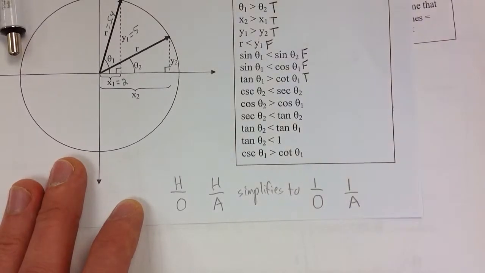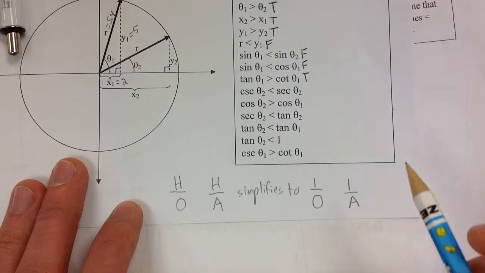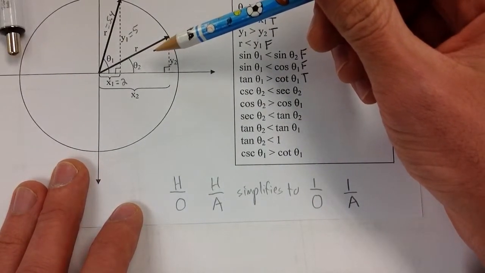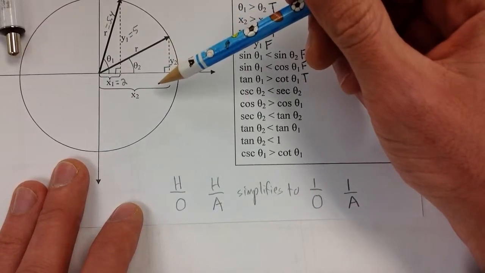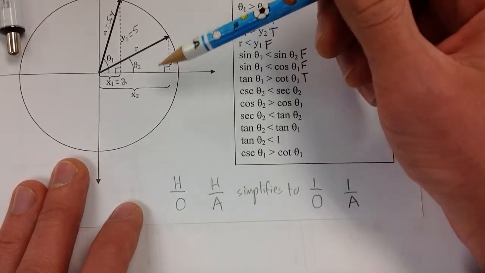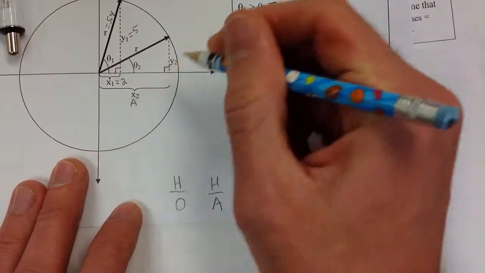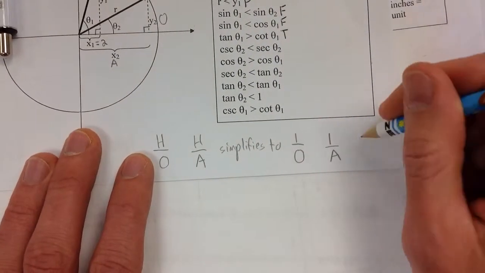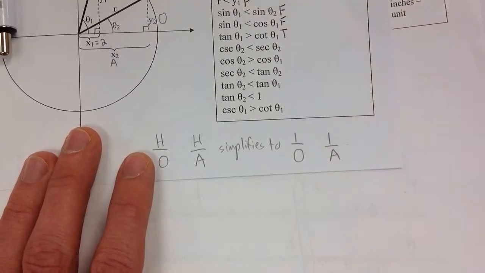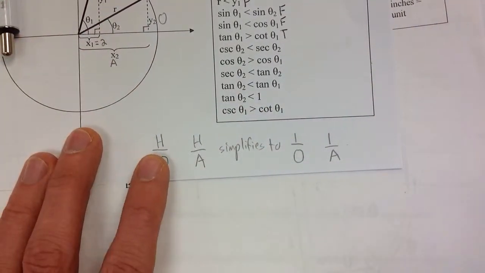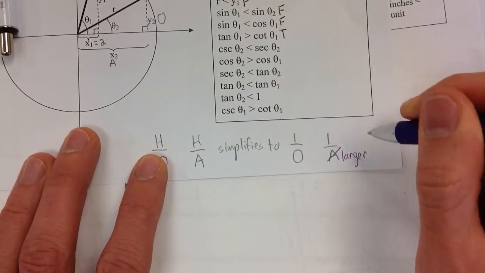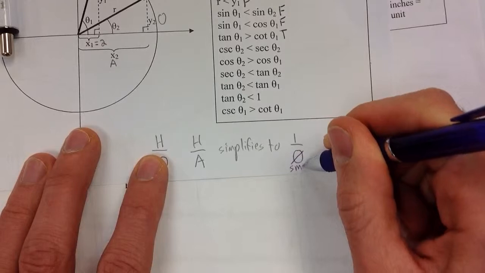That will make the thought process easier, I think. So Nick, in the theta 2 triangle, which one is larger, y2 or x2? x2 is larger, and x2 is the adjacent. Okay, so what you have is 1 over a larger number, and then here it's 1 over a smaller number.